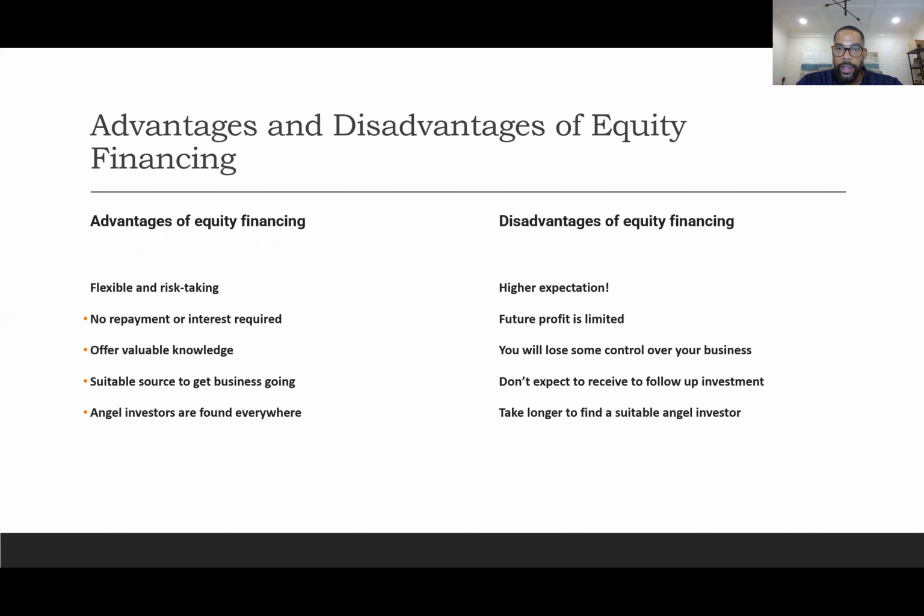Disadvantages of equity financing. They have higher expectations. They are investing their money and they're looking for a return on that investment. Future profit is limited because you're sharing it with the angels. You will lose some control over your business, but it is minimal in comparison to other financing options or equity financing options.